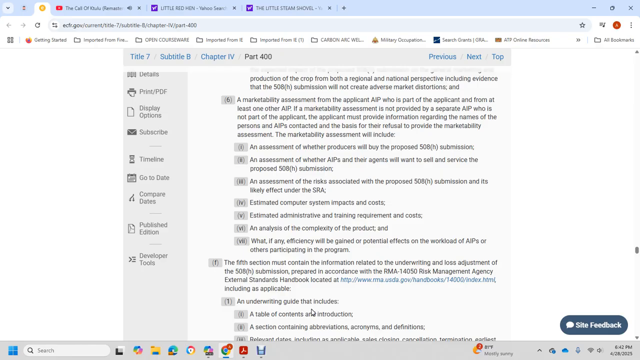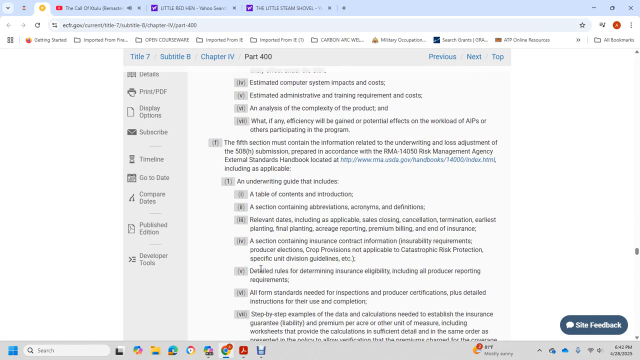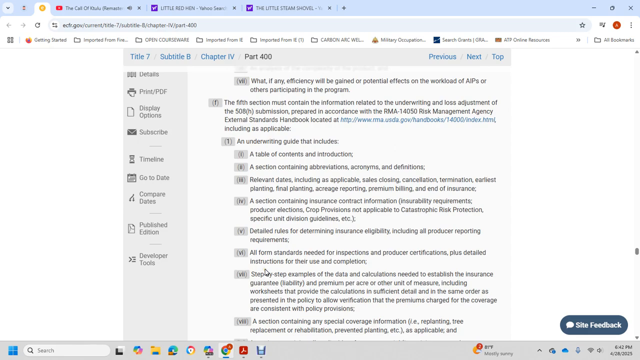The fifth section must contain the information on underwriting and loss adjustment with the 508(h) submission, with the proponents following the RMA 14050 Standards Handbook located at the RMA USDA gov Handbook 14,000 index HTML. Include the applicant underwriting guide with the table of contents, the section containing the abbreviations, acronyms, and definitions of the relevant data, including the applicable sales closing, cancellation, termination, early planting, final planting, acreage reporting, premium billing, and insurance.